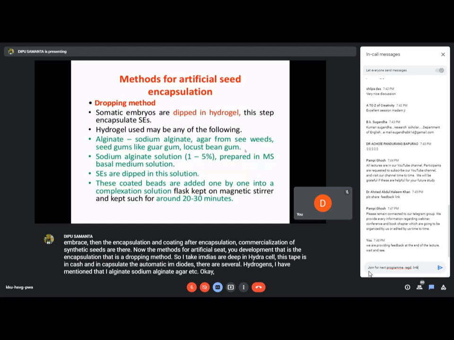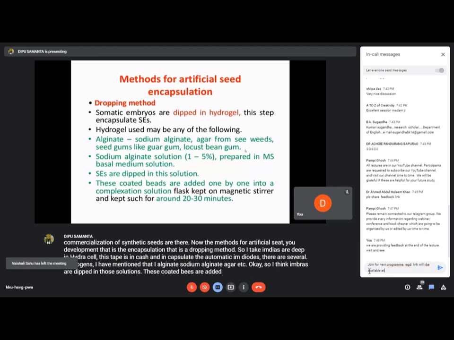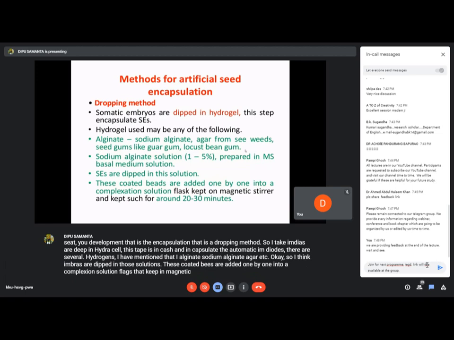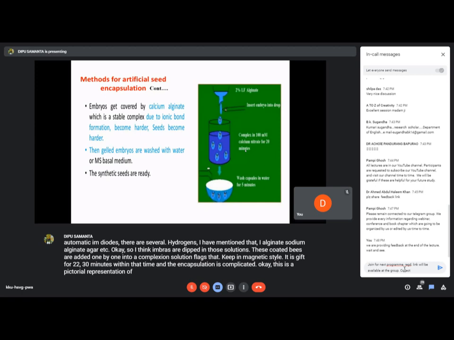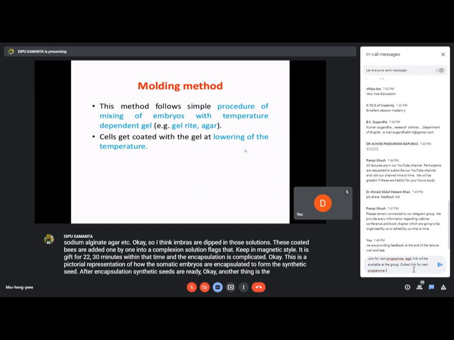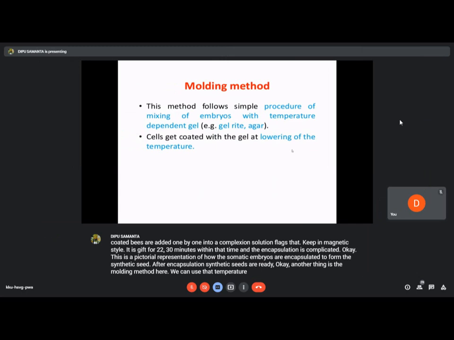These coated beads are added one by one into a complex solution flask kept on a magnetic stirrer, where it is kept for 20 to 30 minutes. Within that time, the encapsulation is completed. Okay, this is a pictorial representation of how the somatic embryos are encapsulated to form the synthetic seed. After encapsulation, synthetic seeds are ready. Another thing is the molding method. Here we can use temperature dependent gels, that is gelrite and agar. Cells get coated with the gel at lowering of the temperature.